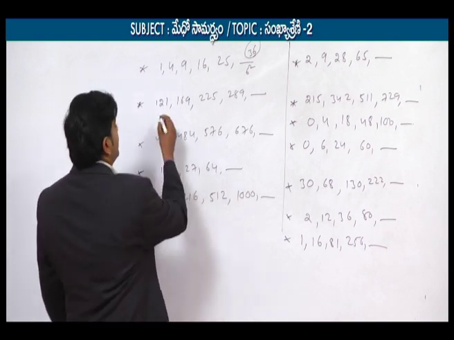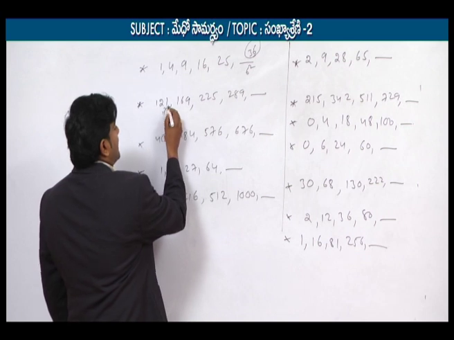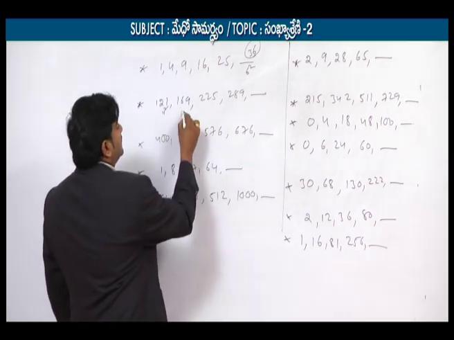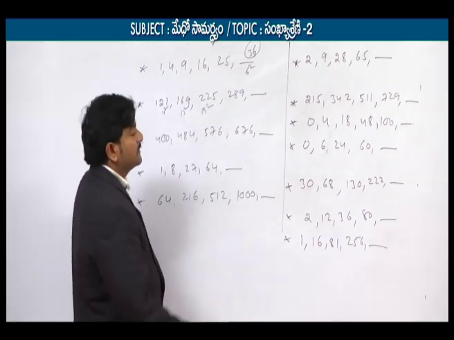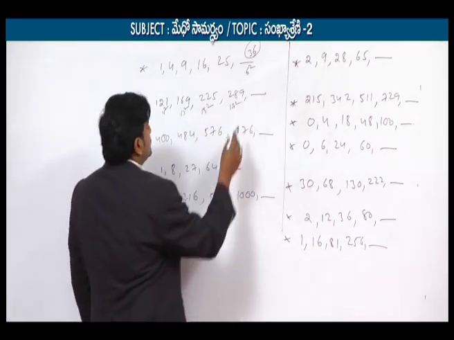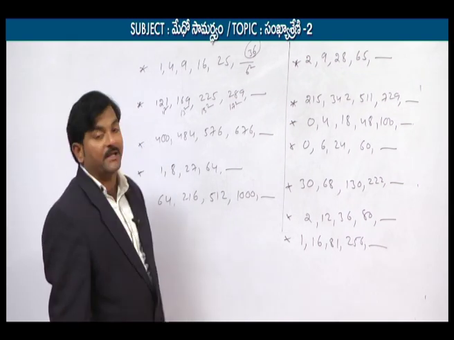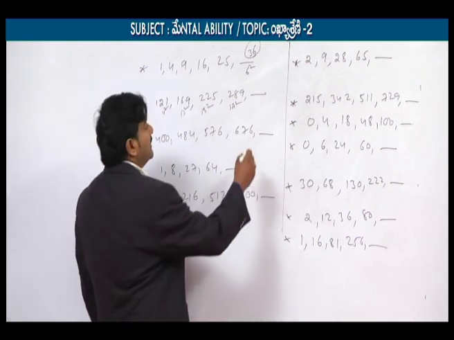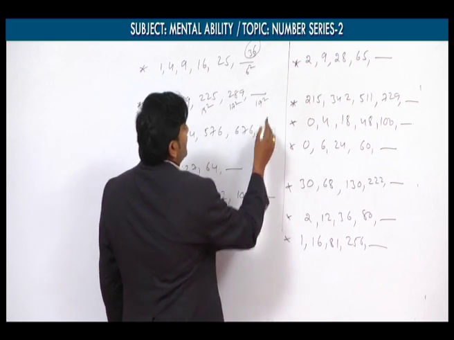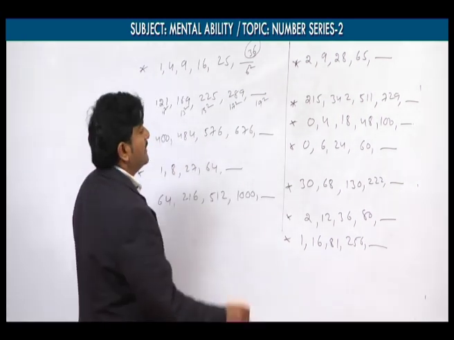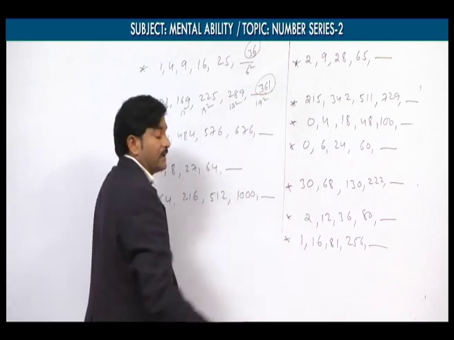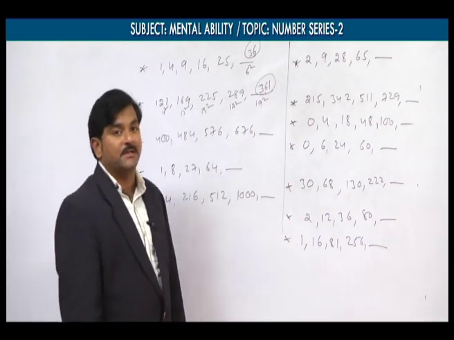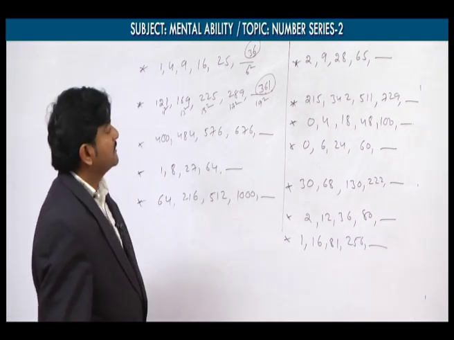So let us see. This is 11 square as we discussed, this is 13 square, this is 15 square, and that is 17 square. After 11, 13, 15, 17, what will we get next? 19. So we need to find the value of 19 square. How much will you get here? 361. 19 square is equal to 361. So that is the second one.